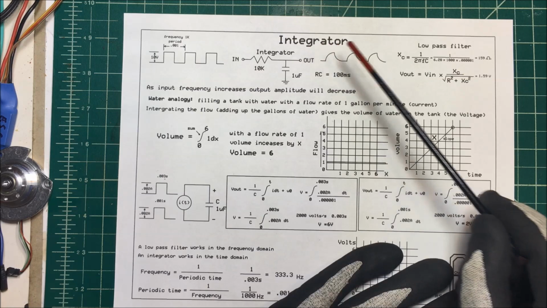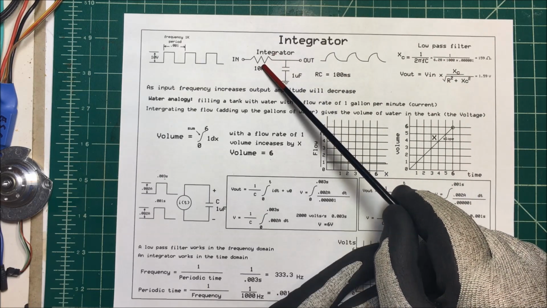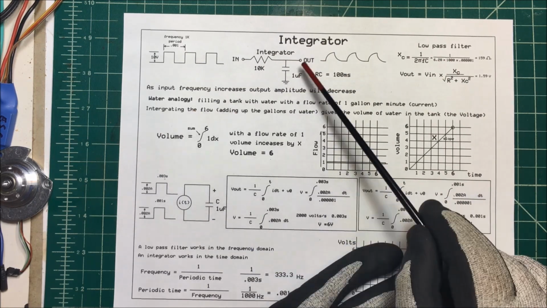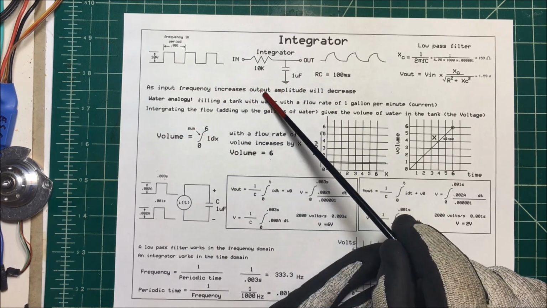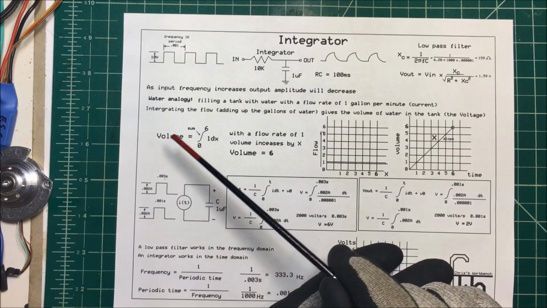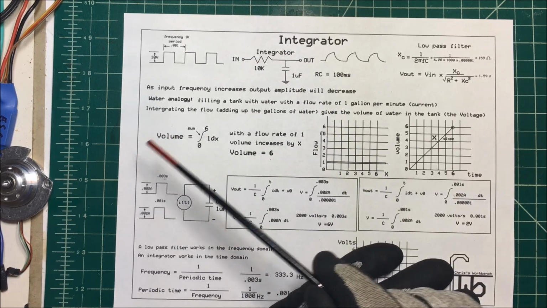Let's talk about an integrator, or a low-pass filter. So we have a resistor and a capacitor in series, and we center tap that for our output. Now, as the frequency increases, the output amplitude will decrease here. And all this is a voltage divider.